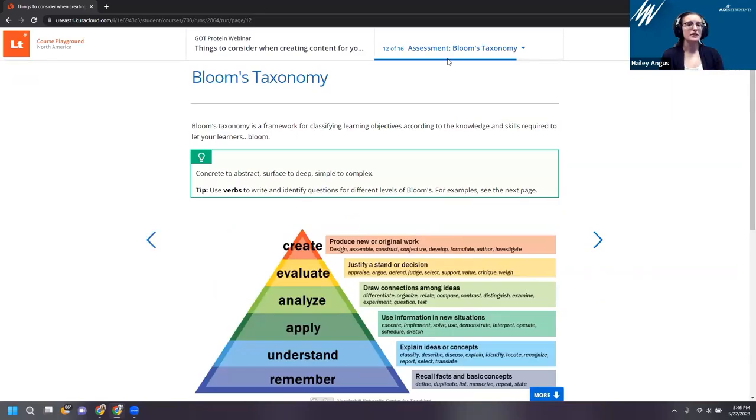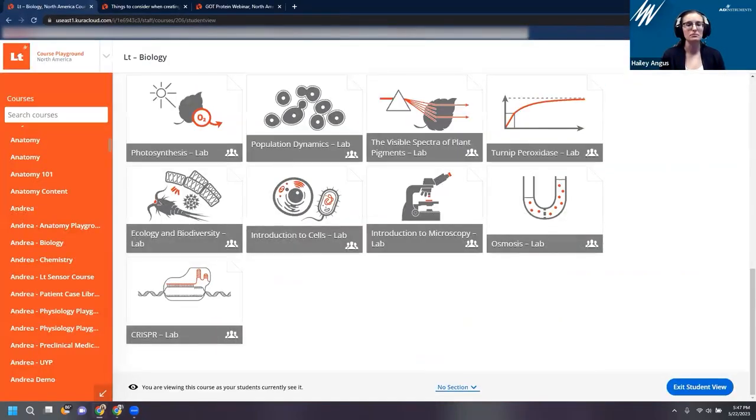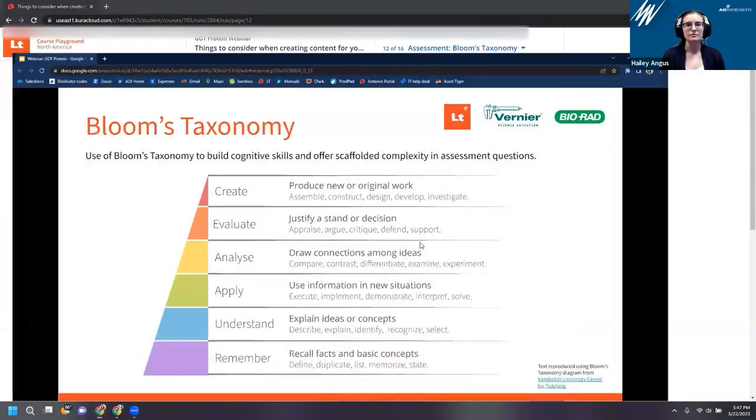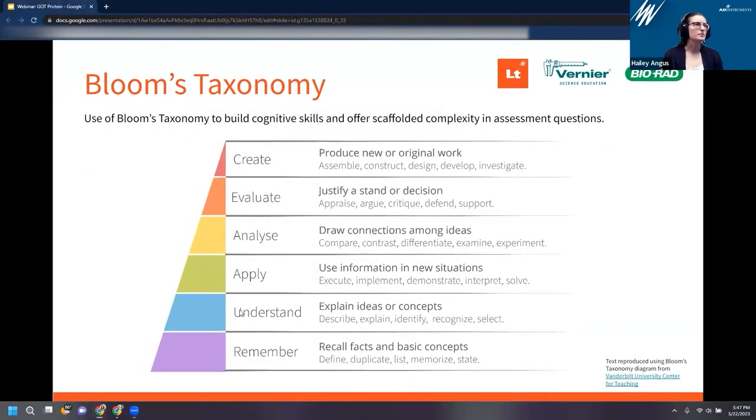And all of this information that's in here, our content team is taking all this into consideration when they're creating the content, which we've worked with all of Vernier and Bio-Rad's content that they already have. And we're just applying these other ideas to the content, trying to make it more visually appealing. And there we go. So that's how we use Bloom's in our content. It's just in our question design.